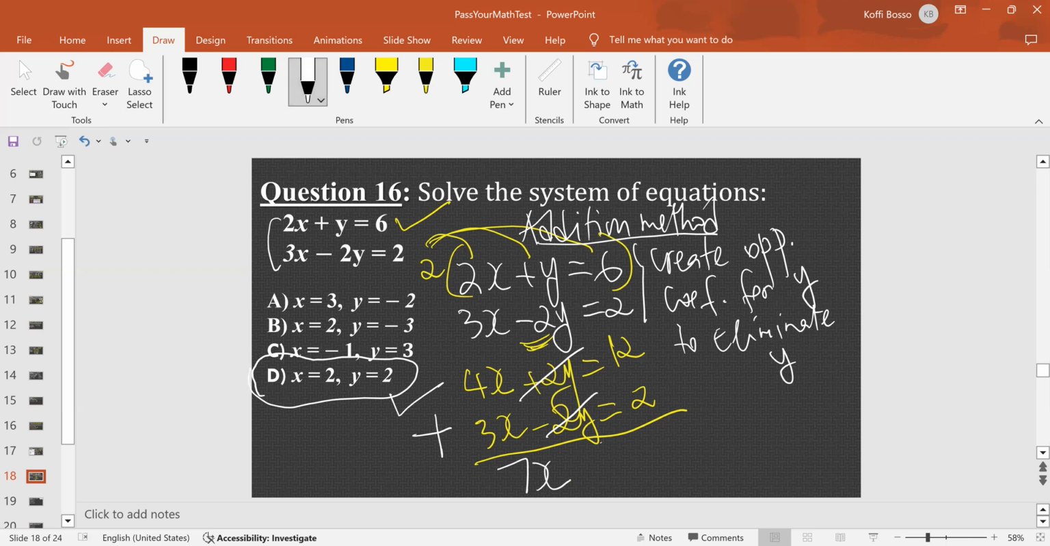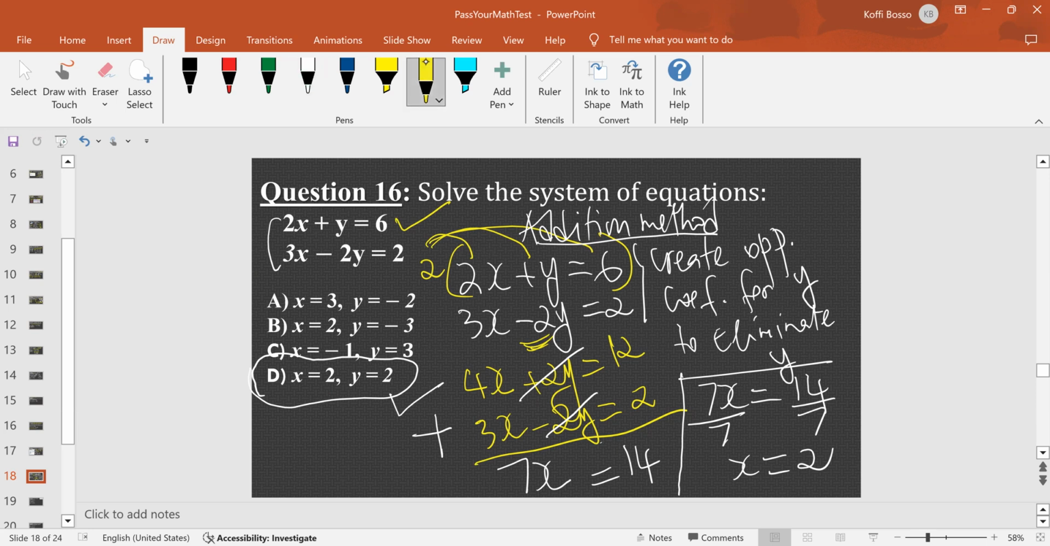So you have 7x is equal to 14. Now, if you have 7x is equal to 14, that means what? To solve for x, we're going to divide both sides by 7, and you get x equal to 2. After you solve for x, which is 2, now you go back to the original equation, and you're going to pick one equation there to solve for the y value.